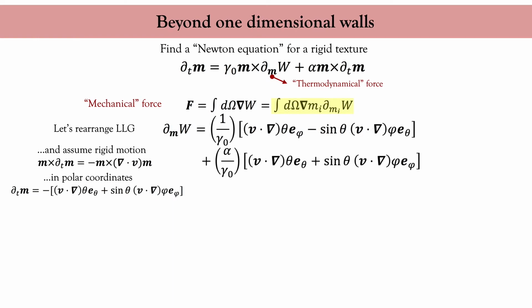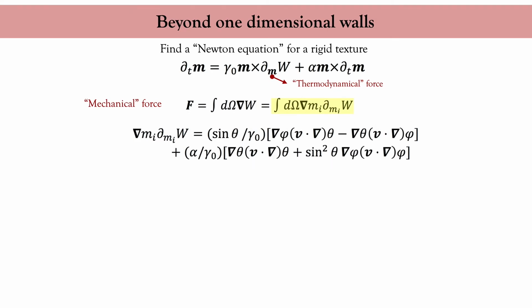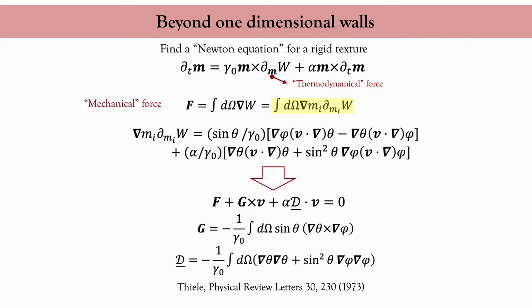Now, if I integrate the expression of the mechanical force over the volume, I'll have the definition of the mechanical force exerted on the magnetic object and sending it in motion. This equation is called Thiele equation. The first term is a driving force that can be either a field gradient or spin transfer torque. The second term is called the gyrotropic vector, and the last term is a dissipative tensor.